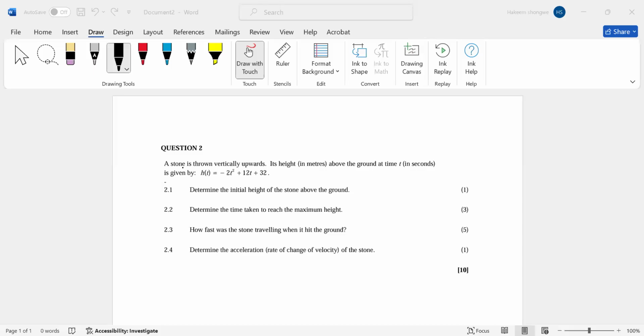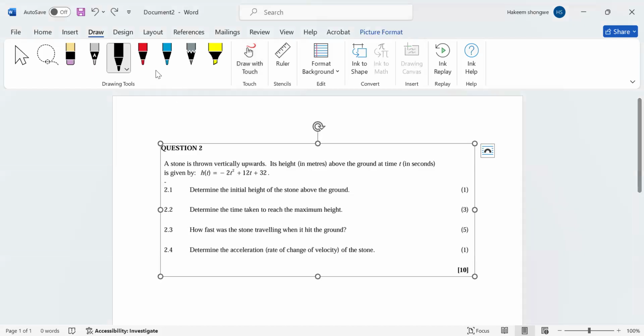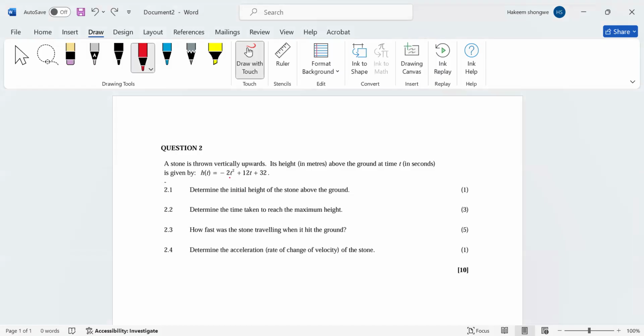Question 2. A stone is thrown vertically upwards. Its height in meters above the ground at time t seconds is given by the formula. And then the question says, determine the initial height.